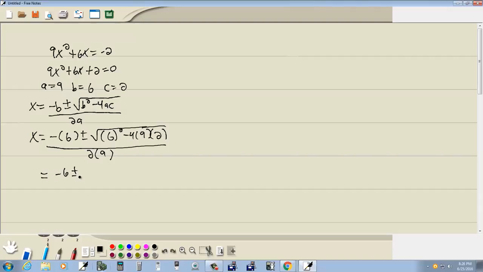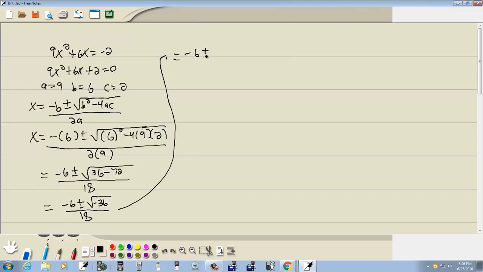So that gives us -6 plus or minus square root, 6 squared is 36, minus 4 times 2 is 8, times 9 is 72, over 18, which gives us -6 plus or minus square root of -36 over 18.